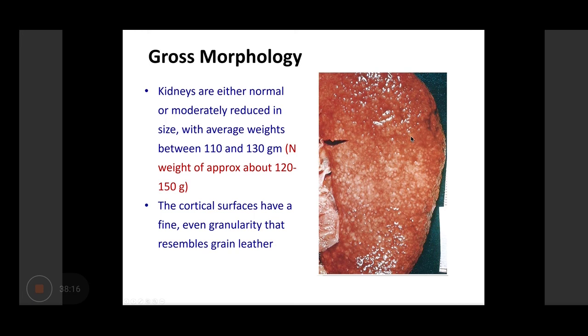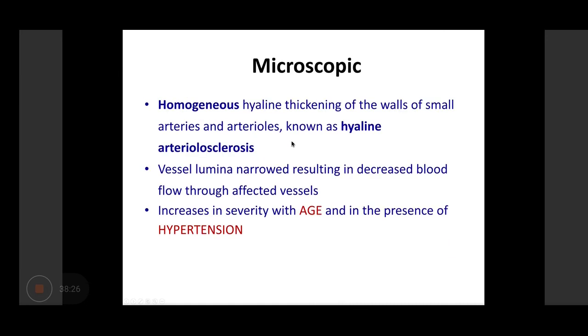On gross morphology, the kidneys are either normal in size or they are moderately reduced. The cortical surface has a fine, even granularity that resembles grain leather. On microscopy, the blood vessels will either show you homogeneous hyaline thickening of the walls, which is referred to as hyaline arteriosclerosis, or other vessels will show you marked thickening of the media, resulting in narrowing of the vessel wall.